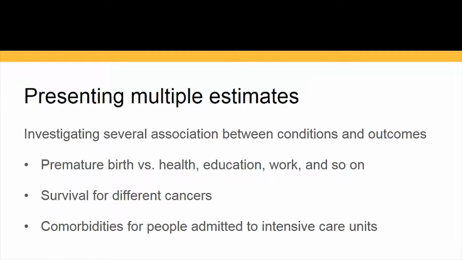Studying comorbidities for people admitted to intensive care units may be a little bit of both. So why were they admitted? How long did they stay? What treatment did they receive? That would be the exposures, or the different health consequences are the outcomes.